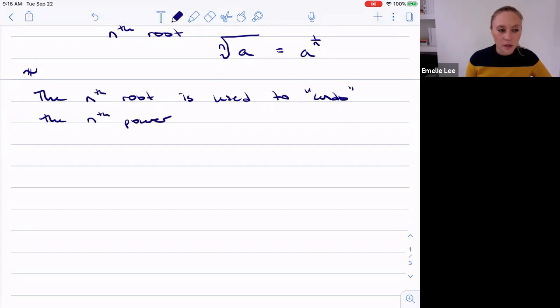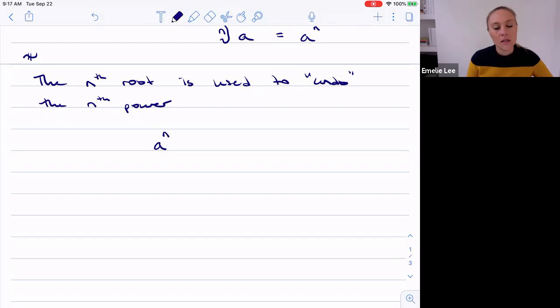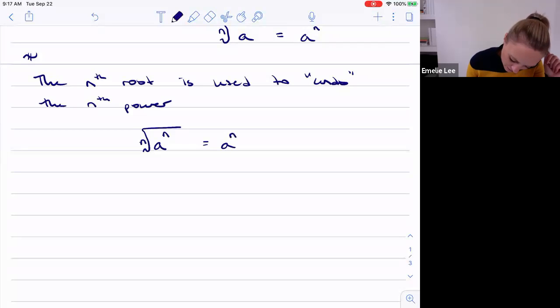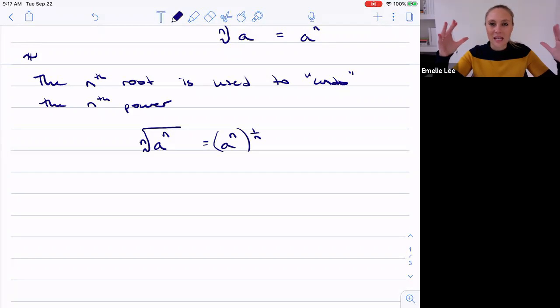Okay. So what I mean by that is, if I have a to the power of n, and then I take the nth root of that, all I'm left with is, so let's try to write this out. We've got a to the power of n, to the power of 1 over n, because I can rewrite that nth root as to the power of 1 over n.